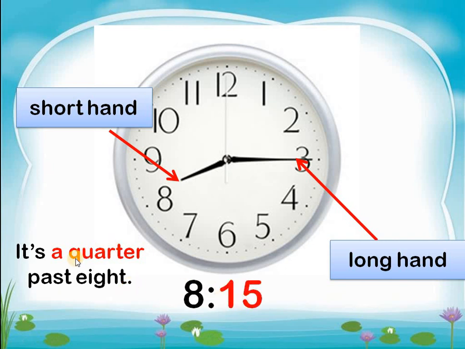I will explain to you apa maksud a quarter. A quarter means 15 minutes. 8:15 maksudnya 15 minit lepas jam ataupun pukul 8. So, if you look at the short hand here, it is pointing at 8. Past maksudnya lepas. So, 15 minit lepas pukul 8. So it's a quarter past 8.